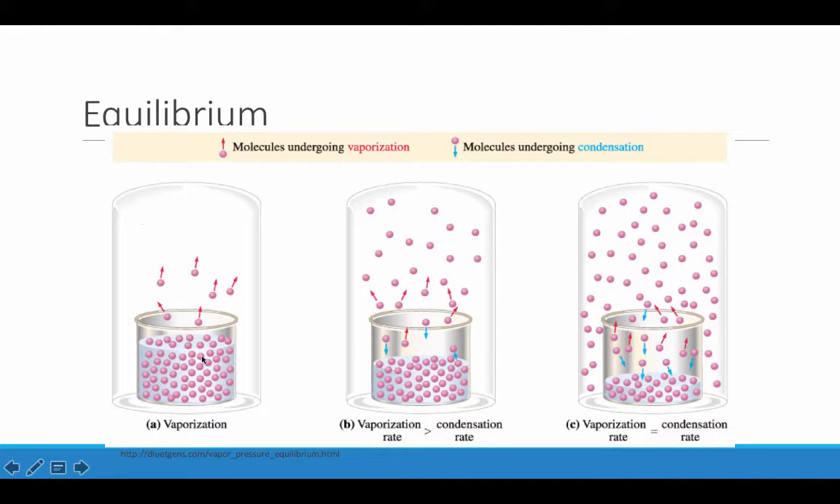Here's another look at this same concept. Again, we begin with vaporization, then we get a bit more condensation until the rates of vaporization and condensation become equal. At this point, we've reached equilibrium. The pressure of the vapor phase, then, is our vapor pressure.